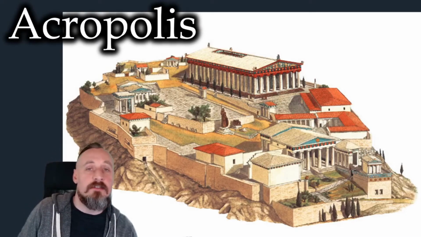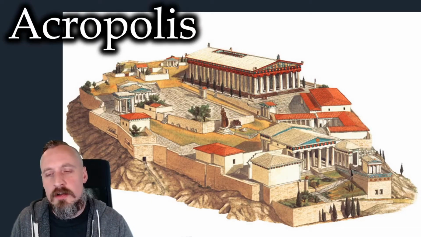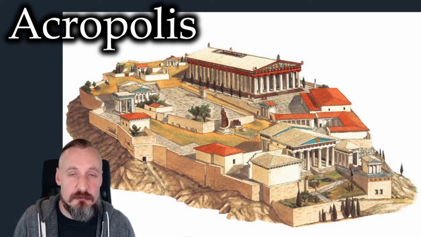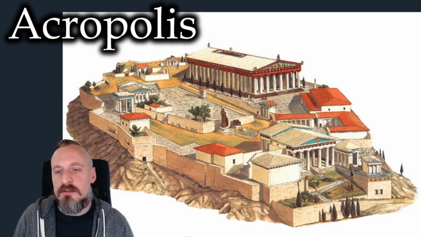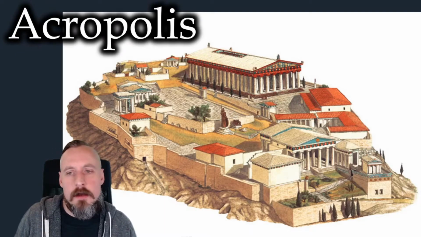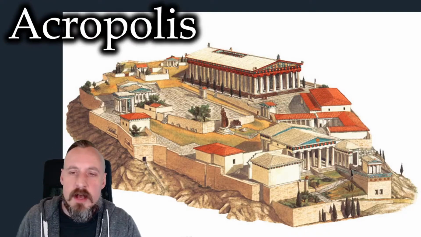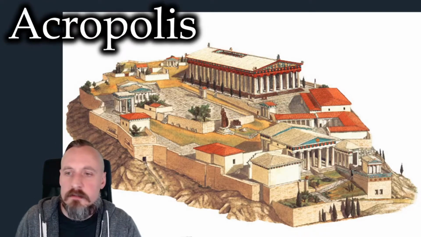Our next keyword is the Acropolis. The Acropolis was a big hilltop right in the center of Athens, that is still right in the center of Athens. But it was a major city center for Athens. There were several really important temples and buildings on the Acropolis. And still today it contains the ruins of the Parthenon and the Erechtheion and things like that.